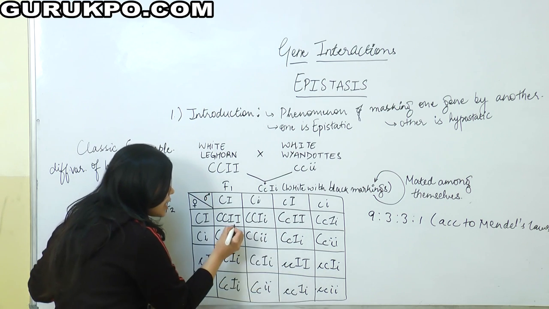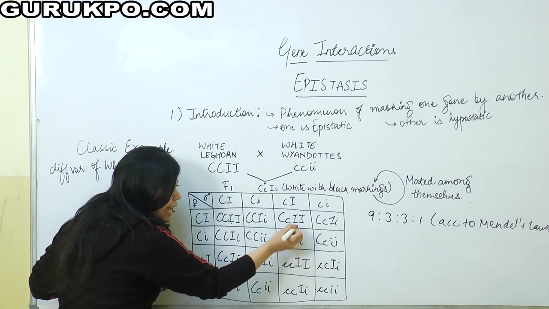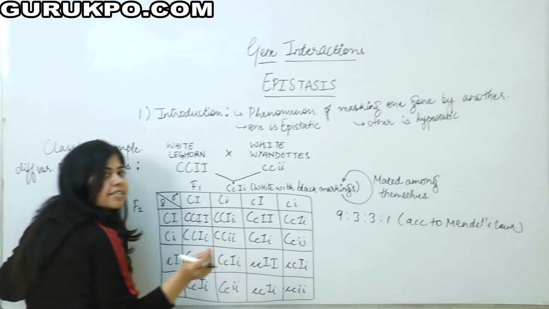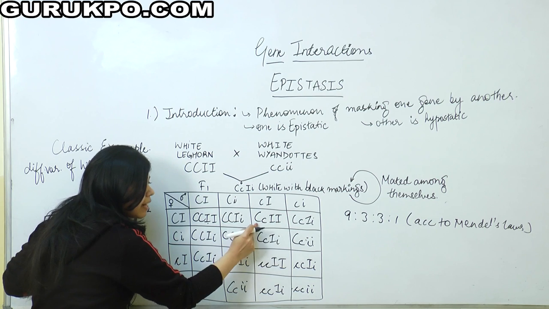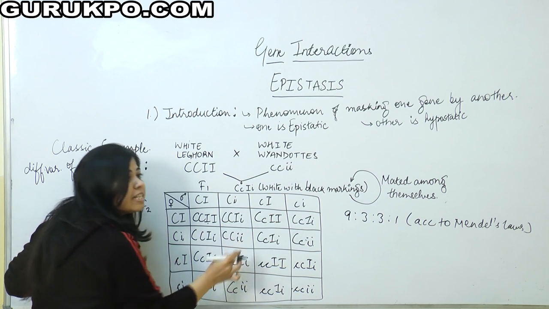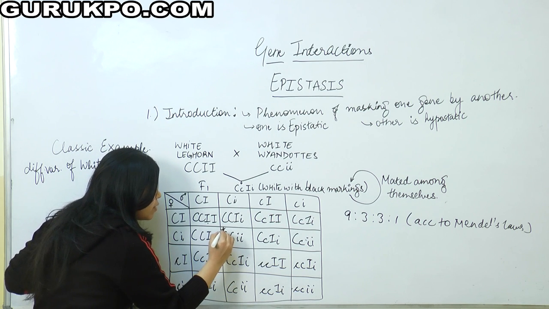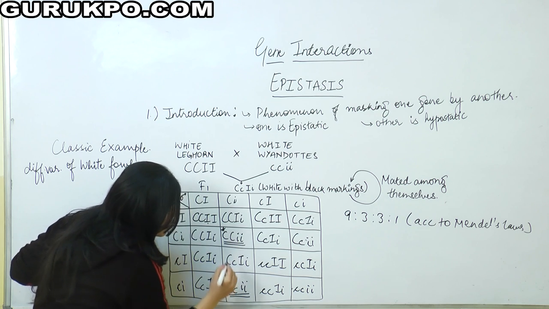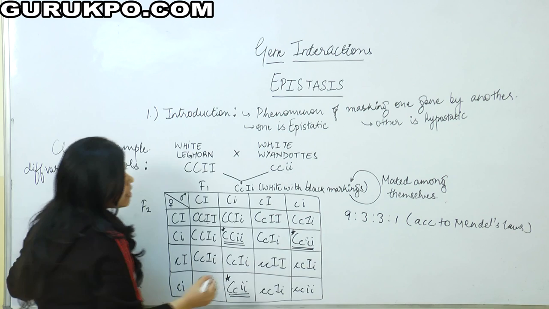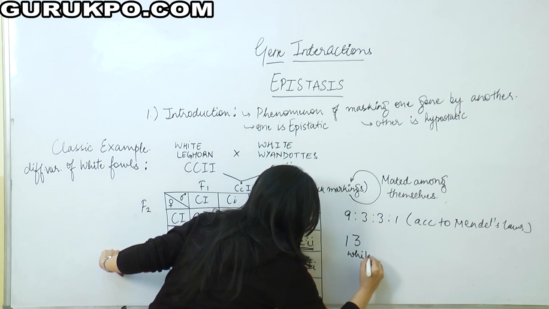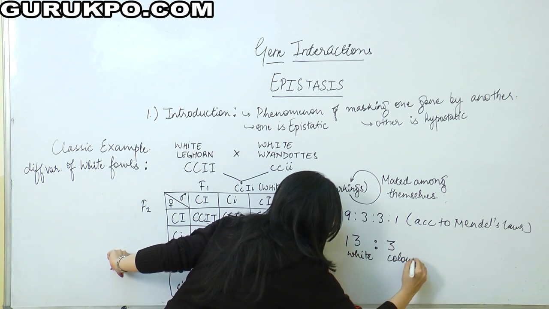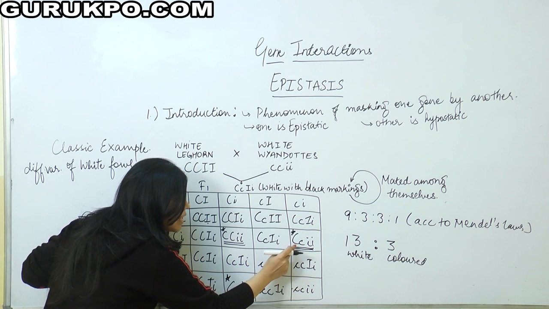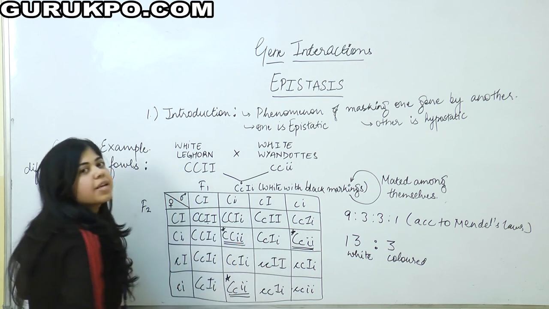Wherever there is a capital I, that means there is an inhibiting gene, and it will mask the expression of color, and the phenotype will be white. This inhibiting gene will not let the color gene express. Wherever there is a small i, that means the inhibitory gene is recessive, and only those genotypes will express color. So you get a white here, and a white here, and a white here. We get a ratio of 13 white to 3 colored. That means wherever the inhibitory gene is recessive, only there will the color gene express. Everywhere else, these genotypes will express as white.